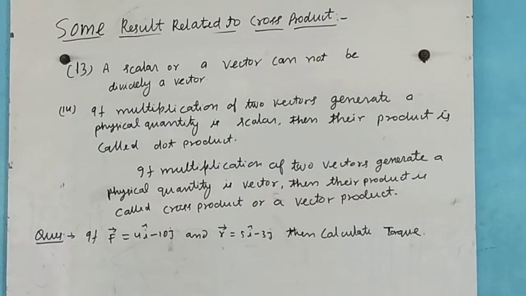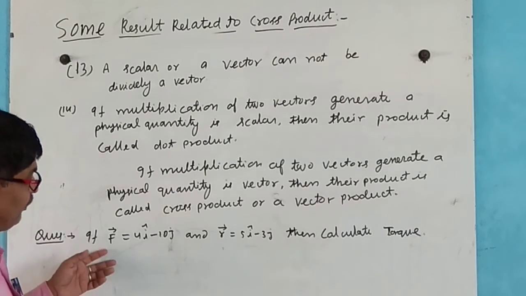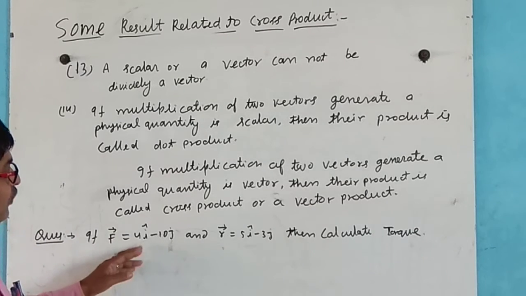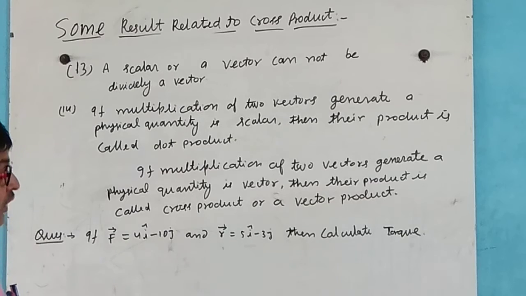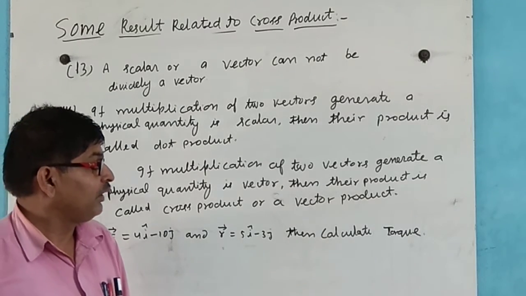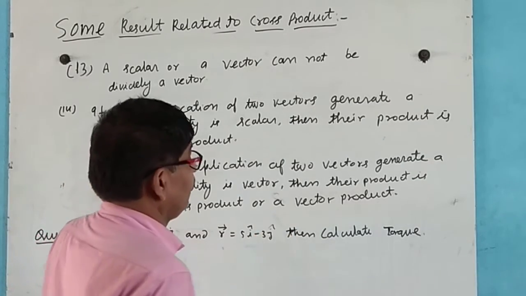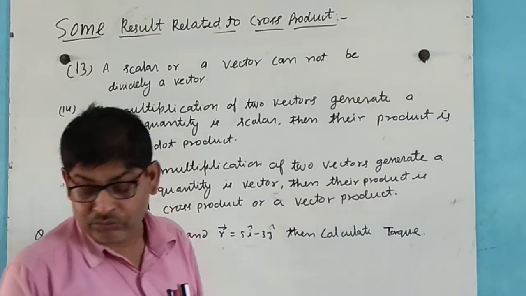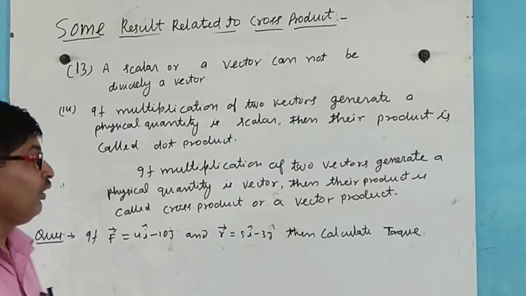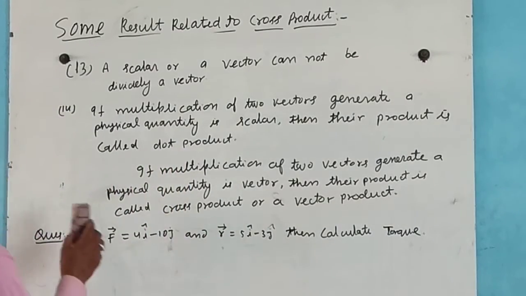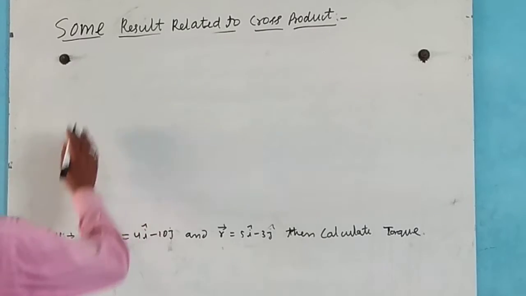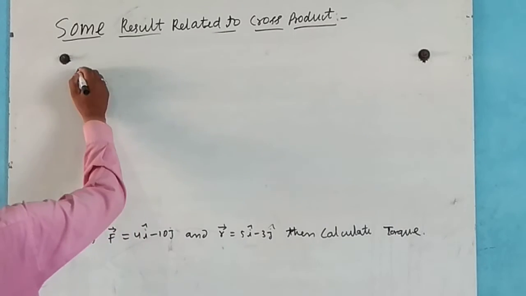Now we discuss a problem: if F equals 4i minus 10j and r equals 5i minus 3j, with unit vectors i and j, then calculate the torque. Solution.